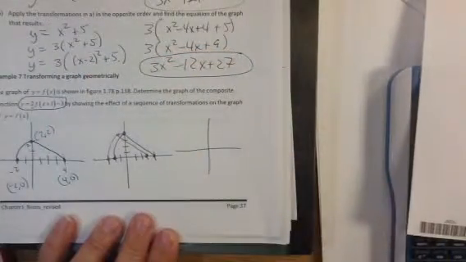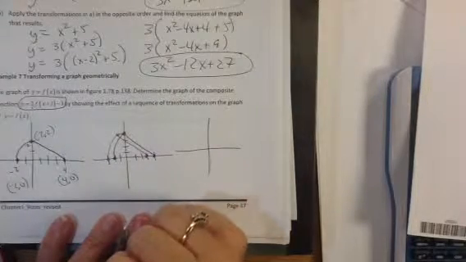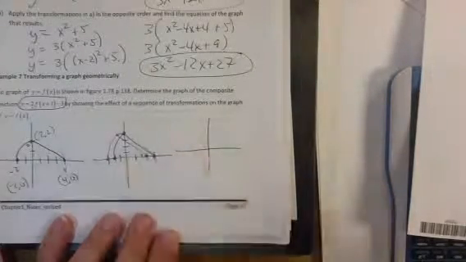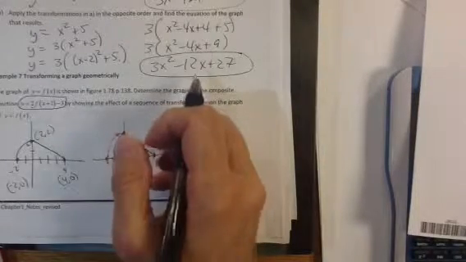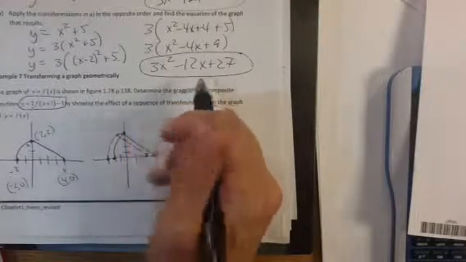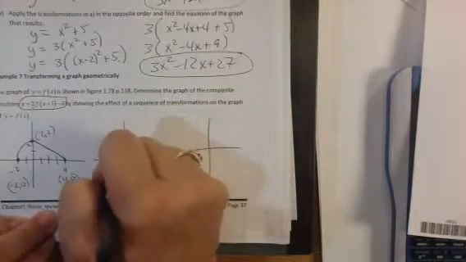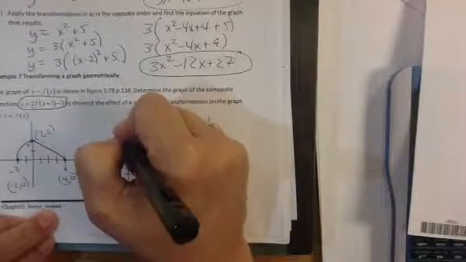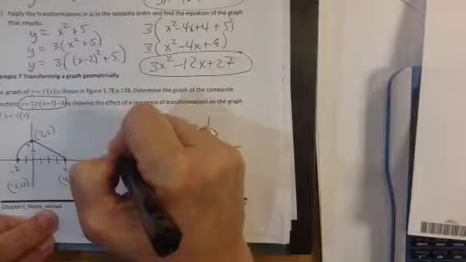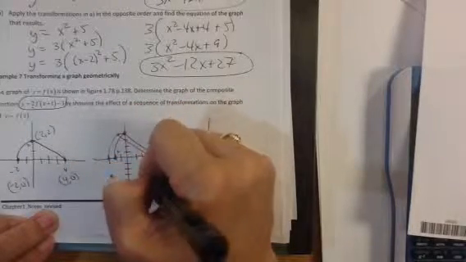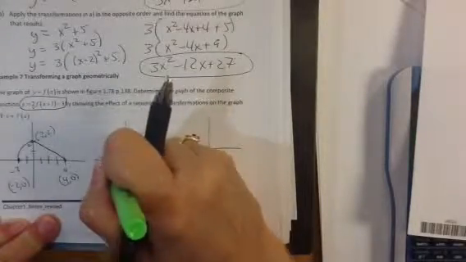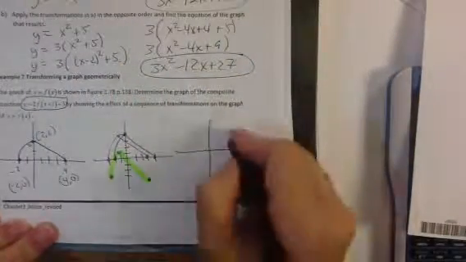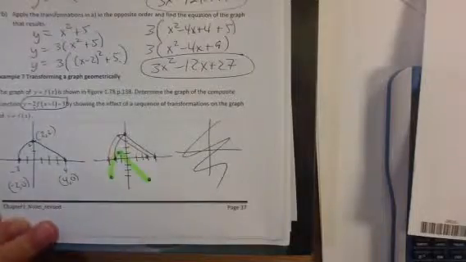Now this part tells me I need to take this and go down 3. So wherever my points are, I'm now going to go down 3. So let's see. Wherever the 0 was, I'm now going to go down 3. And this one was at 4, 1, 2, 3. And this one goes down 3, 1, 2, 3. So now this thing looks like it's curvy and then it's straight. And that is my final function. And that is the sequence of transformations.